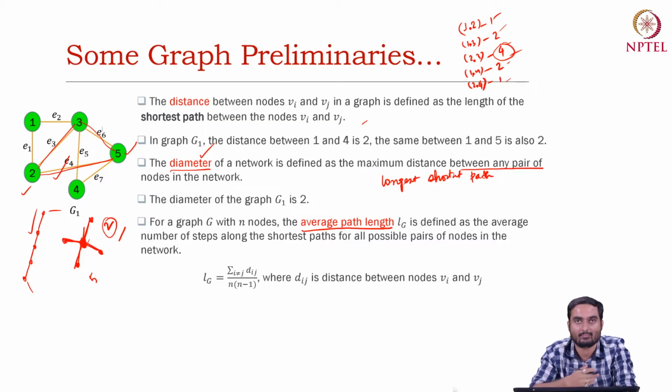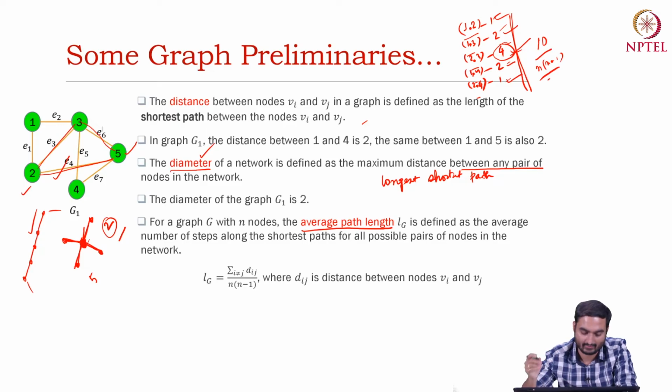You take all pairs of nodes, you take the shortest path and the corresponding length, right? You sum them up and you normalize it. For example, here as you see, we take all pairs of nodes, we sum them up, 4 plus 2 plus 1 plus 2 plus 1, 8, 9, 10, and we divide it by n into n minus 1 by 2.